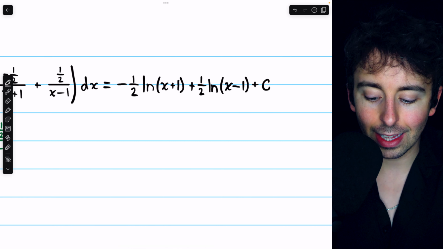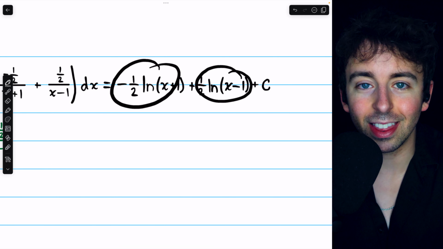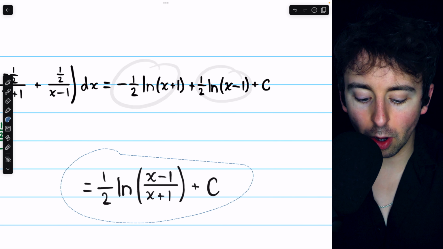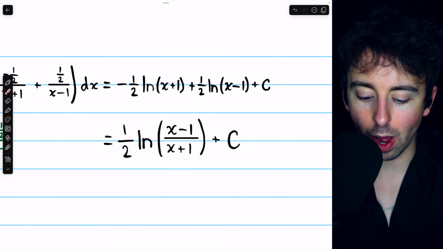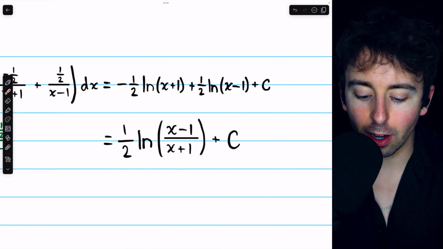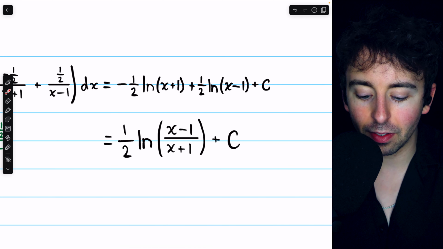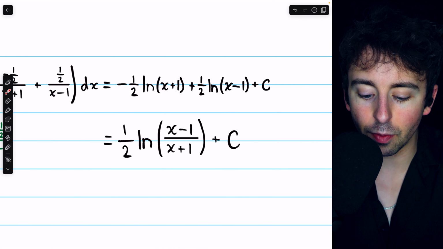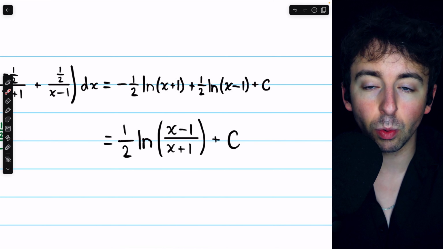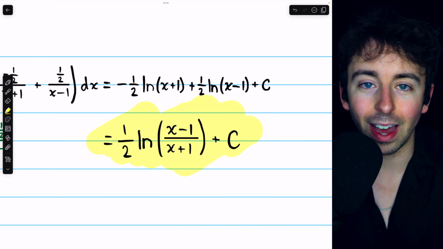Finally, we have a log minus a log, and so we can rewrite this as division. We also factor the 1/2 out of both terms. So taking that 1/2 out, we have this log minus that log, which we can rewrite as division in a single log. So we have 1/2 times the natural log of x minus 1 divided by x plus 1 plus the arbitrary constant. And that is our final answer.